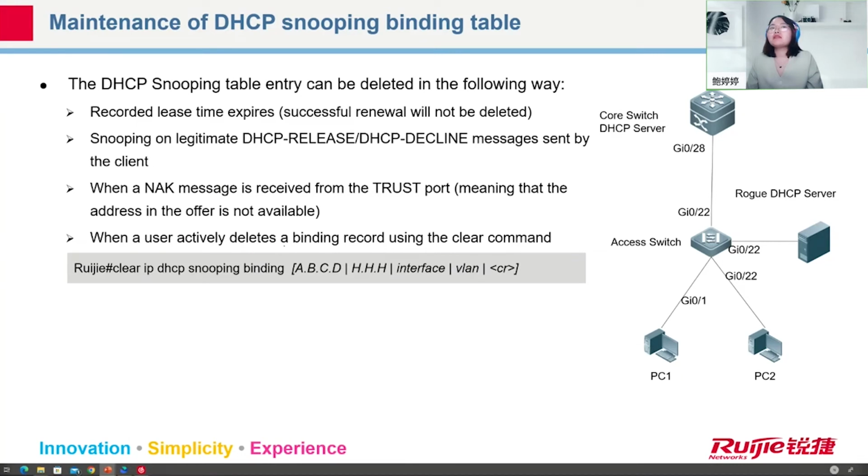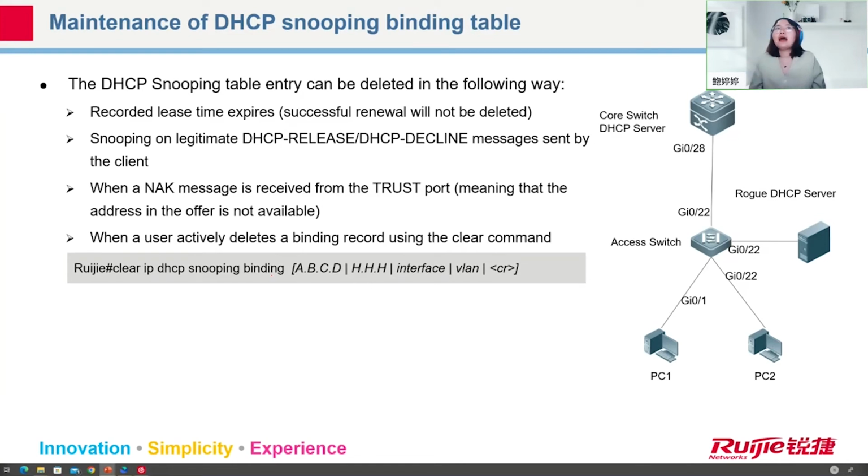When a user actively deletes the binding record using the command clear ip dhcp snooping binding, then this entry also will be deleted. That's all. If we enable DHCP snooping, the switch can recognize every DHCP packet. The switch will know the meaning of each bit of the DHCP packets, and can record so much information from them. Otherwise, the access switch will just think this is a broadcast message or a unicast message and directly send it out. So this is the main function of DHCP snooping.